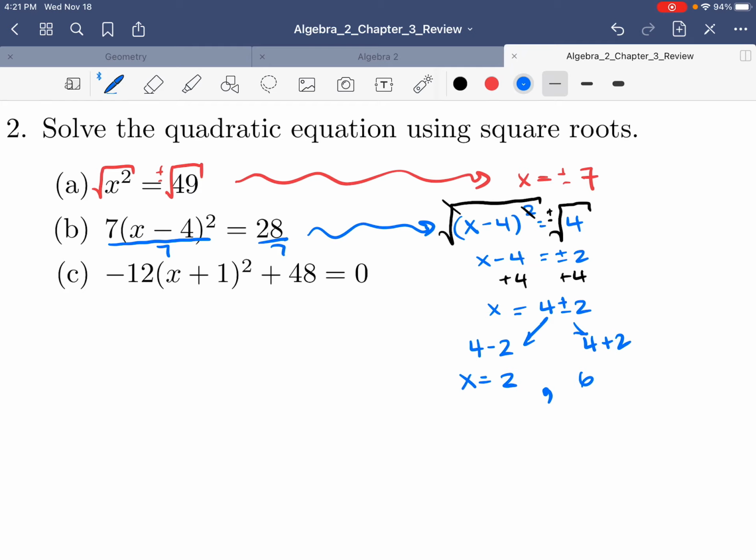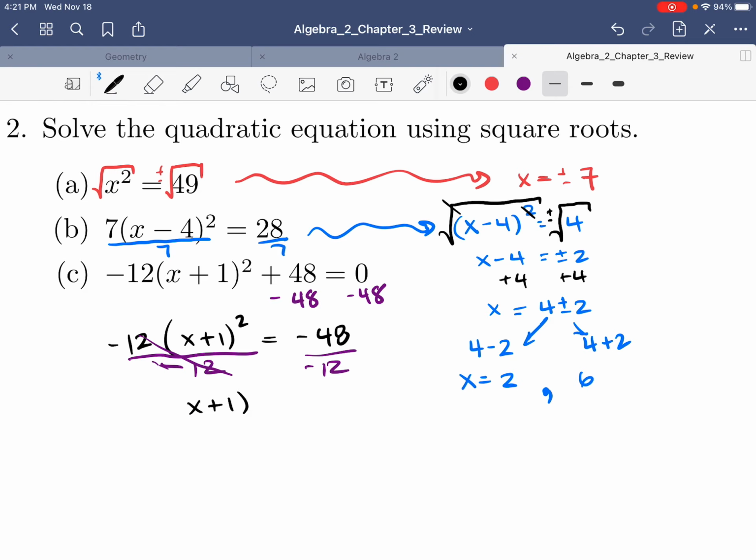All right, our last problem, question C. So this one here, got a little bit of math to do. So we want to isolate the parentheses, so we're going to take away the 48 first. So we're like, all right, minus the 48. This gives us negative 12 parentheses x plus 1 squared equals negative 48. Step 2, get rid of the negative 12. So we're going to divide both sides by negative 12. Boom, boom, cancels out. And we get x plus 1 to the power of 2 is equal to positive 4. We're going to take the square root of both sides to get rid of the square. Whoop, whoop. But don't forget the plus and minus.